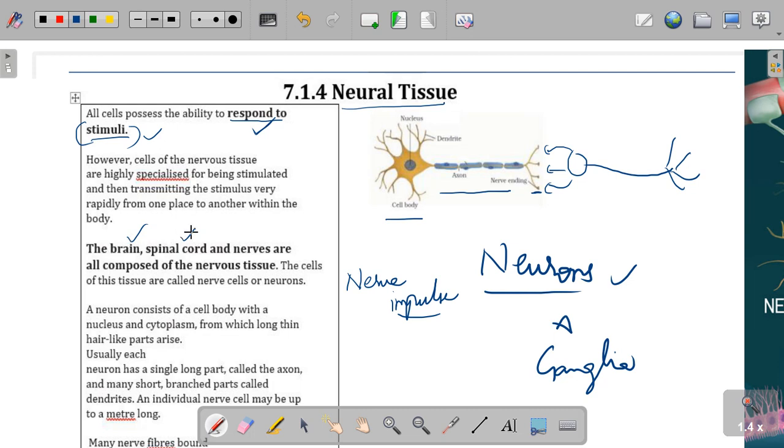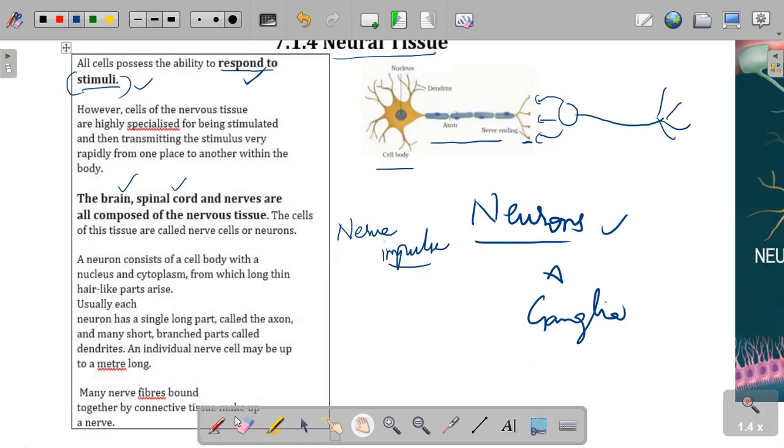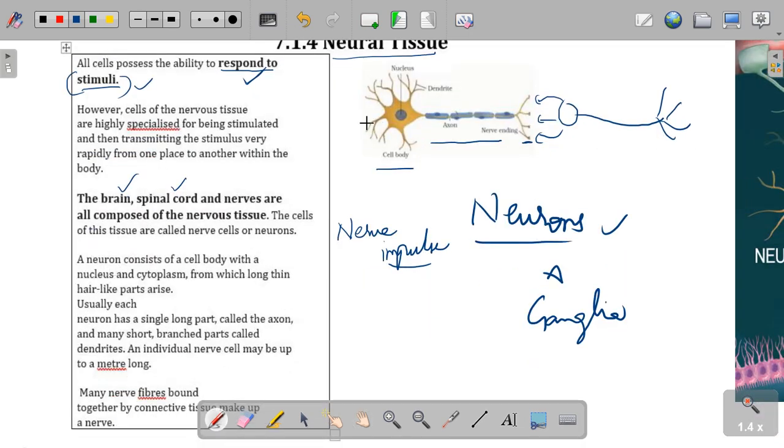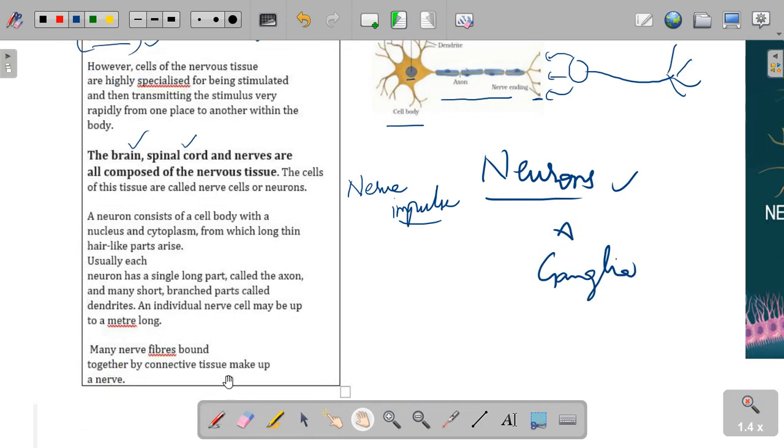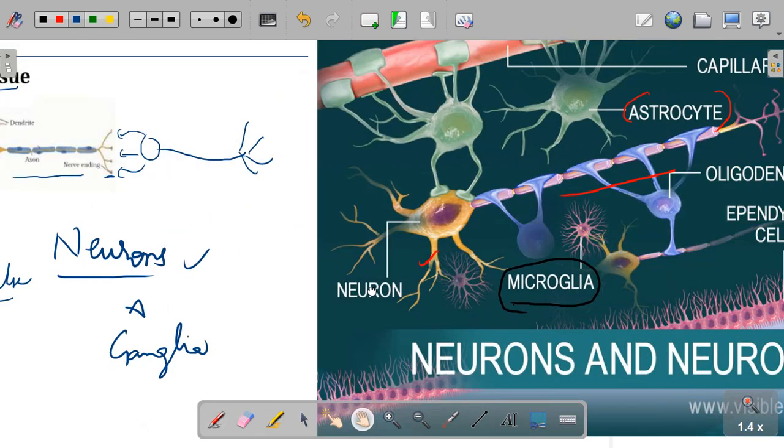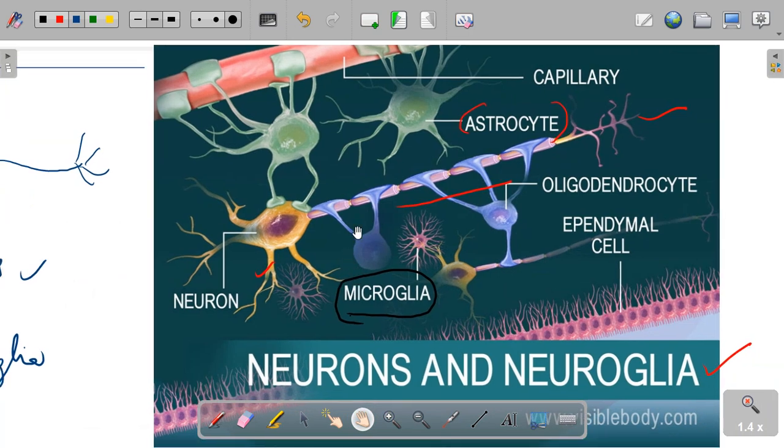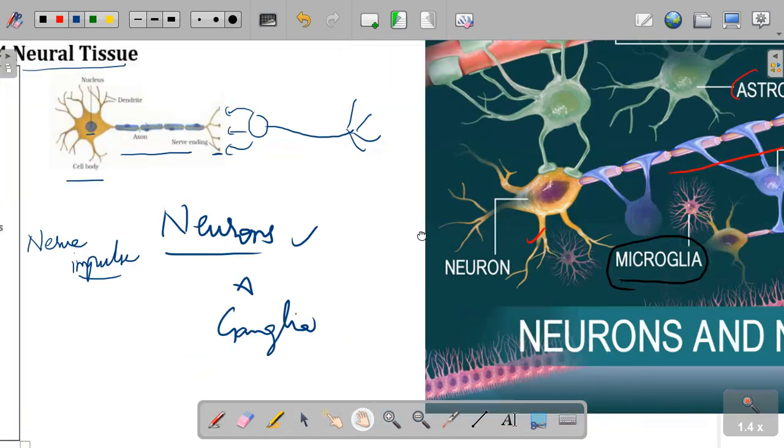A neuron consisting of, like I said, they have cell body, they have a nucleus. You can see the nucleus. Sometimes they are very short, sometimes they are very long, and all these fibers together, many neurons together, can be called as a nerve. So nerve is a collection of neurons. Look at this picture right over here. Neurons and neuroglia or ganglia being together. You can see the neuron having cell body and axon and the nerve endings. Right? So this is how neural tissue is present in our body.